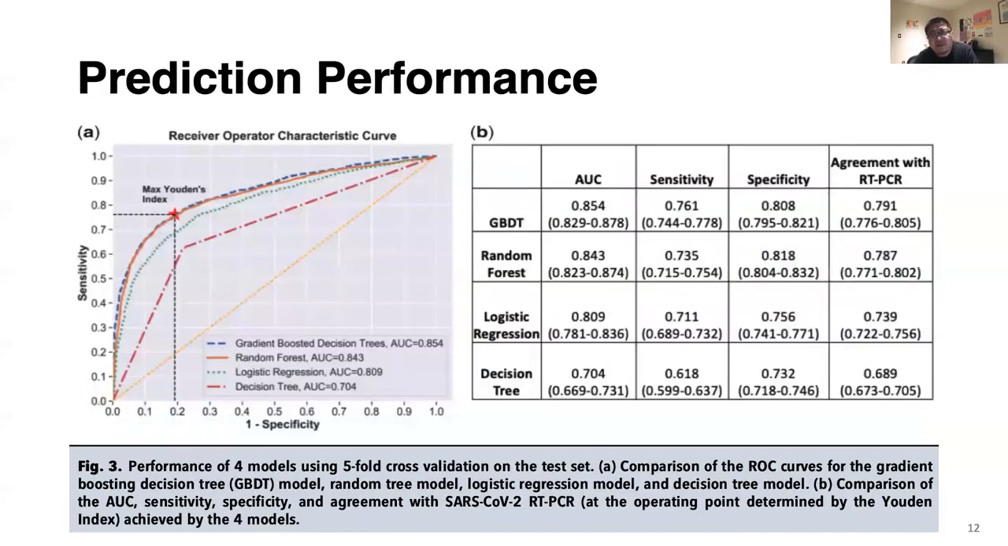So this is the result from which we can see the gradient boosting tree model can achieve a really good AUC based on the training data collected from our own hospital, which is New York Presbyterian Hospital at Weill Cornell Medicine. And the data used for model development was collected during the peak time, which is March and April in New York, based on the patients who took the RT-PCR test in our hospital. And we can see the AUC here for GBDT is 85%.